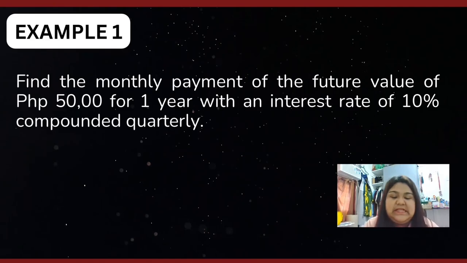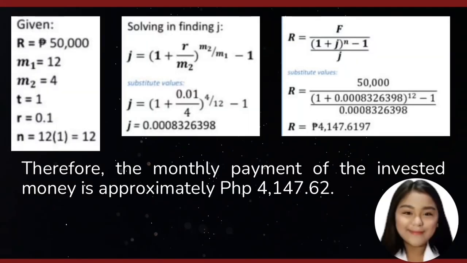So now let's have an example. For example number one, find the monthly payment for a future value of 50,000 for 1 year with an interest rate of 10% compounded quarterly. Now let's have the given. The future value is 50,000. m sub 1 is equal to 12. m sub 2 is equal to 4. t is equal to 1. r is equal to 0.1 and n is equal to 12.